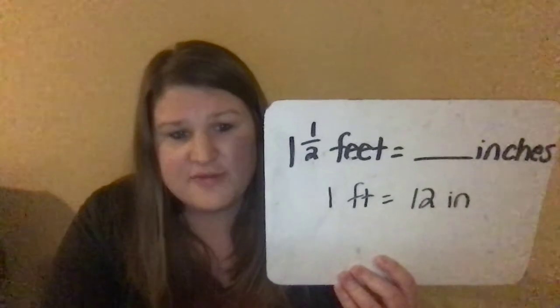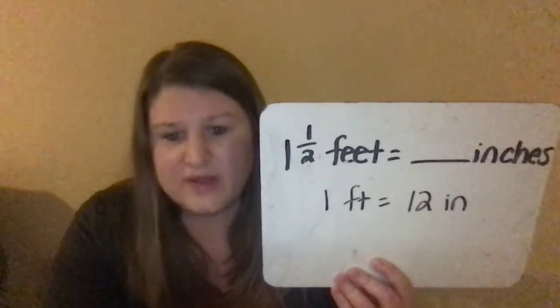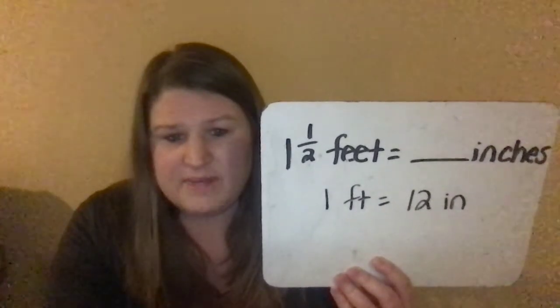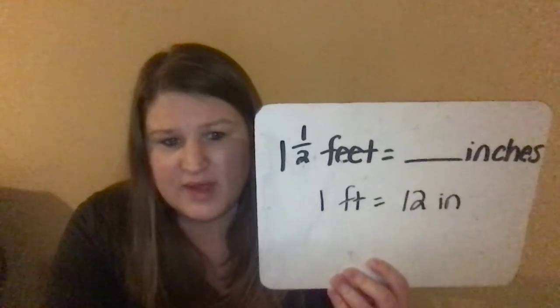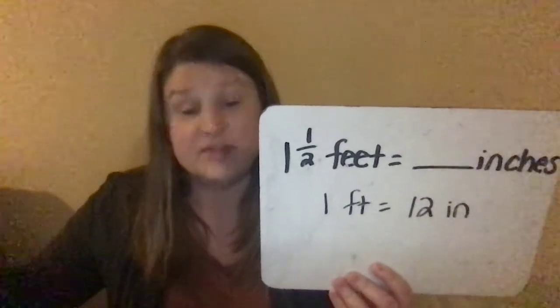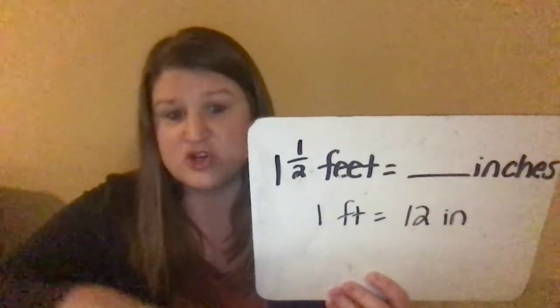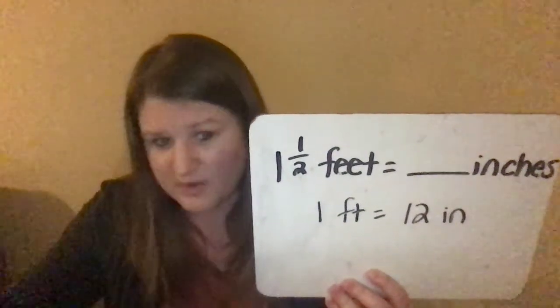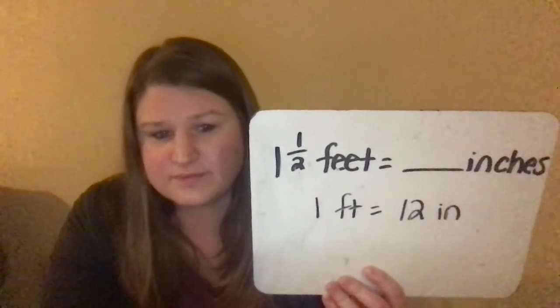Now, if I had a half of a foot, we talked about that 1 foot equals 12 inches. So you have to think about, what would a half be? What's half of 12? If I have 12, let's say I have 12 students, and I want to group them and put them into groups of 2. So I have half on one side, half on the other. What is half of 12? Can you figure that out?